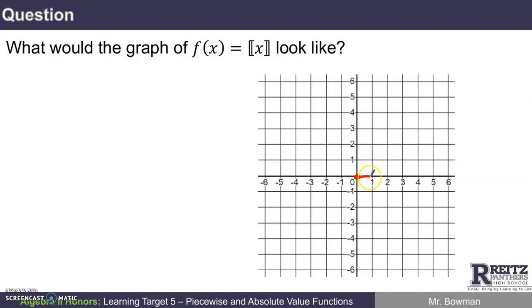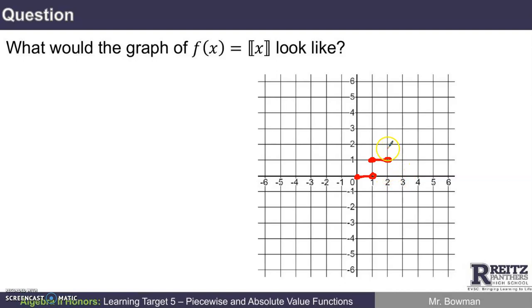But should I make a filled-in dot at 1? If x is 1, the output value is not going to be 0 anymore. It's going to jump up to 1, isn't it? So what I'm going to do is put an open dot here at 1, and it didn't probably show up as open, but it is. And then for all the values from 1 to 2, the output value will be 1. So I've got a filled-in dot at 1, all the way to an open dot at 2.